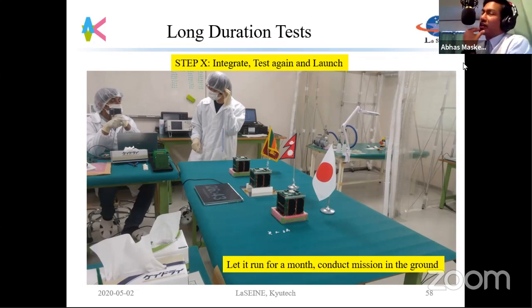Yeah, so that's a really good question. How long is long enough? What we have done is tested it for a month. That's still not good enough if you're really thinking about space, because let's say you're sending up to space for 2 years. 1 month seems to be a small amount of time, but it still gives you a good idea whether your software is stable or not.